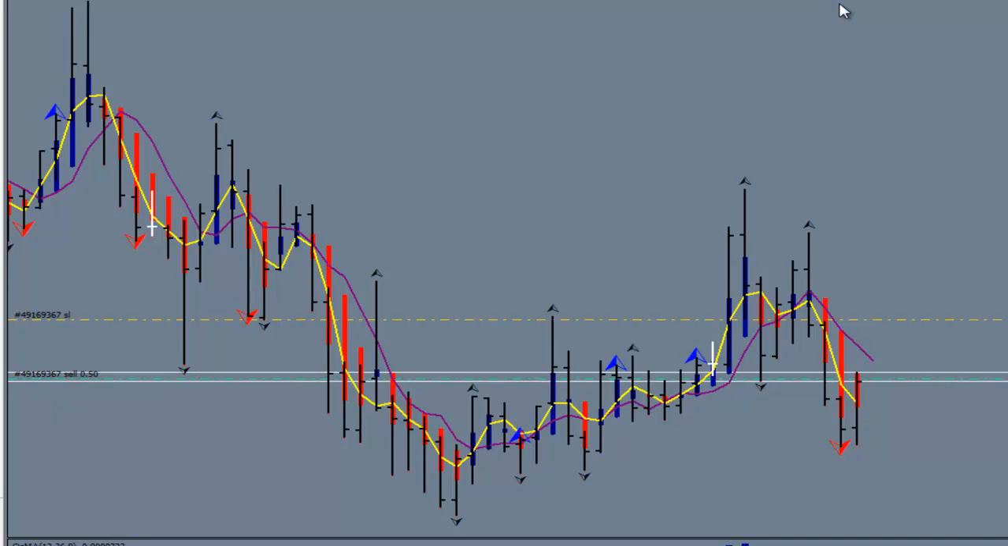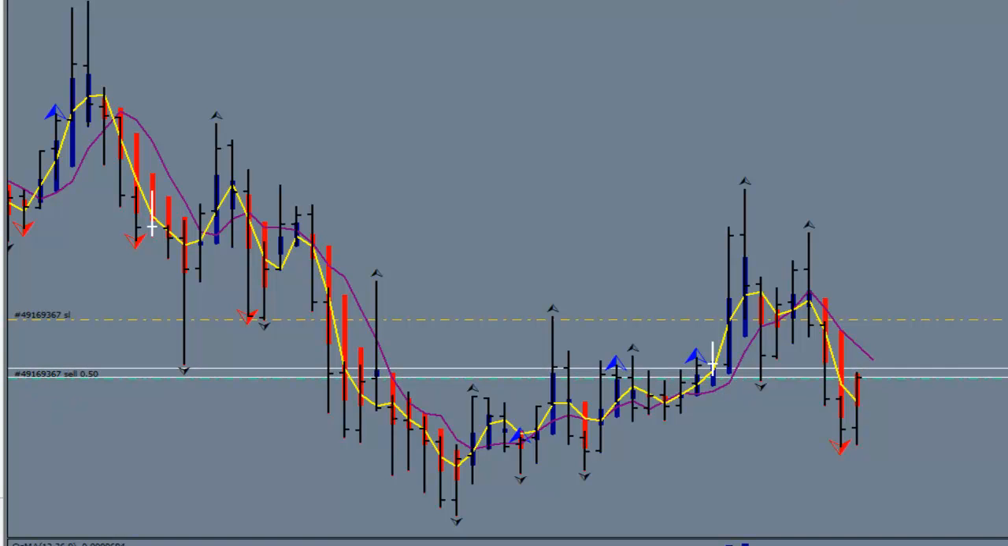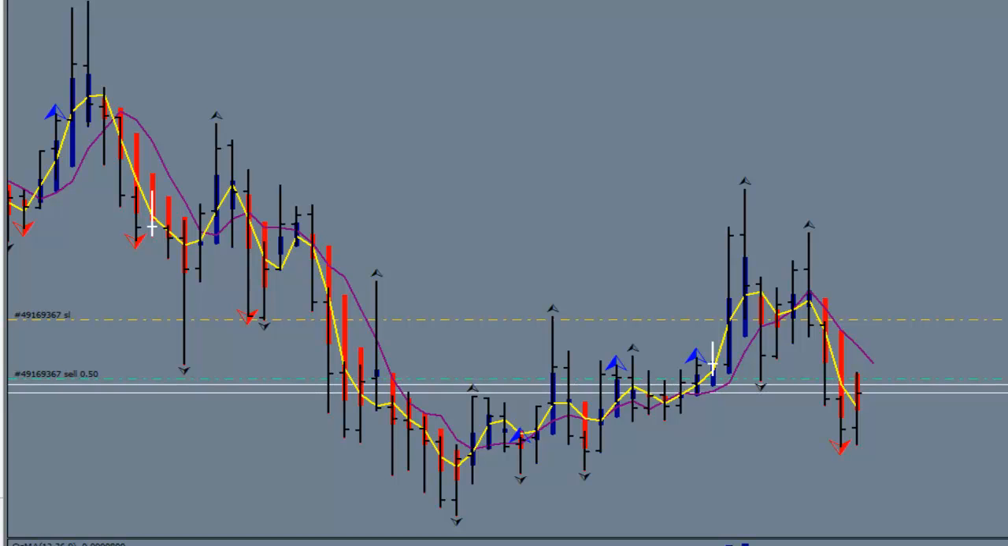The one thing I will say, I don't care whether you're trading the day chart or whether you're trading something smaller, 1 hour, 30 minute, 15 minute, 5 minute time frames. Find a trend on a larger time frame.